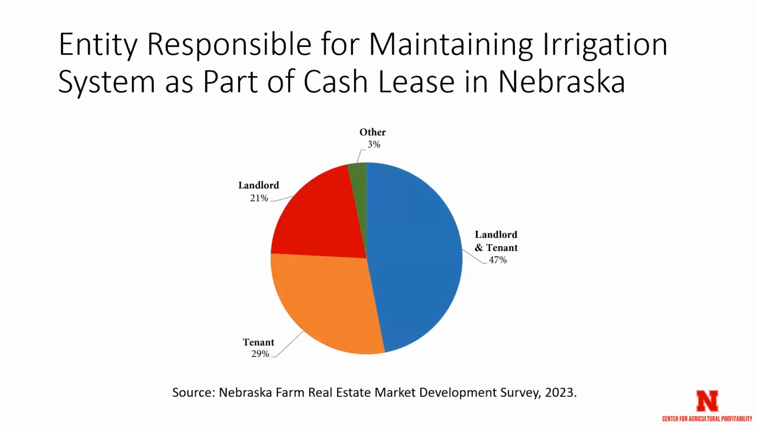Who's responsible for maintaining the irrigation system? That was a question asked as part of our special features series of questions as part of the 2023 survey. And when we talk about lease provisions, what are good lease practices? Well, about half the time, the landlord and the tenant jointly help maintain the irrigation equipment that you have present at the site. A third of the time, the tenant takes care of it. The rest of the time, either the landlord or someone else takes care of it.